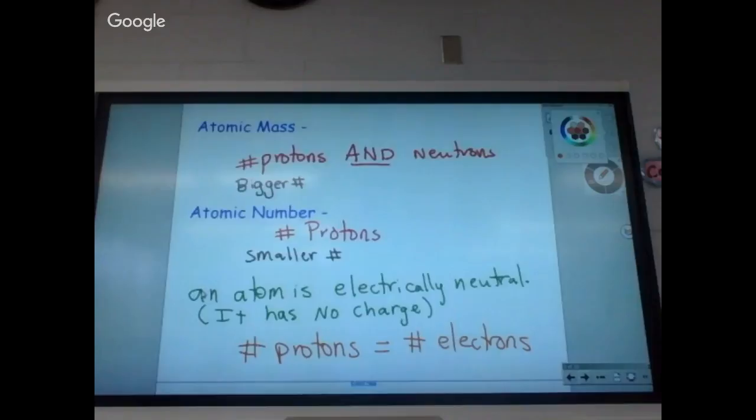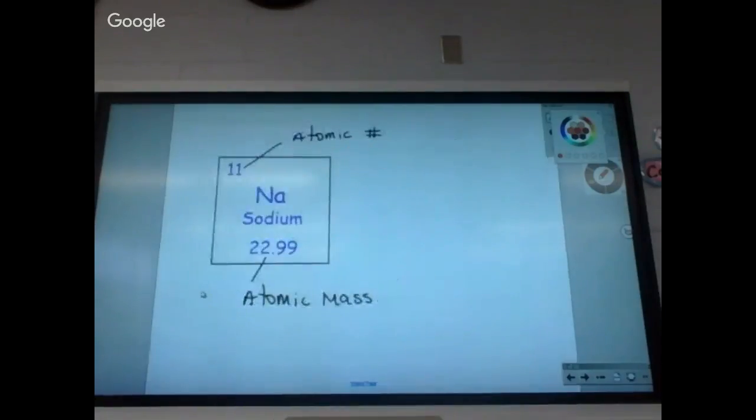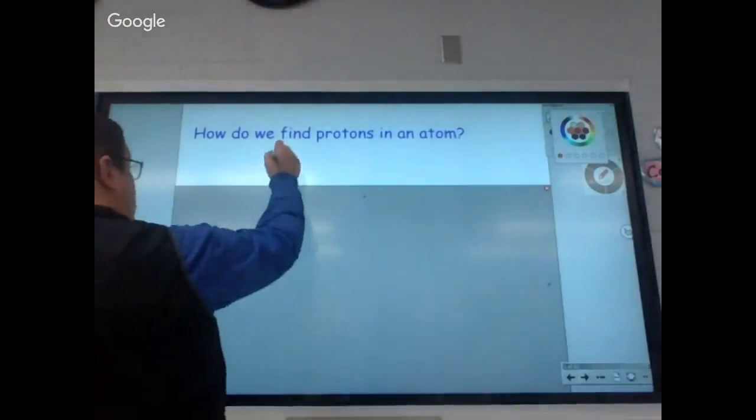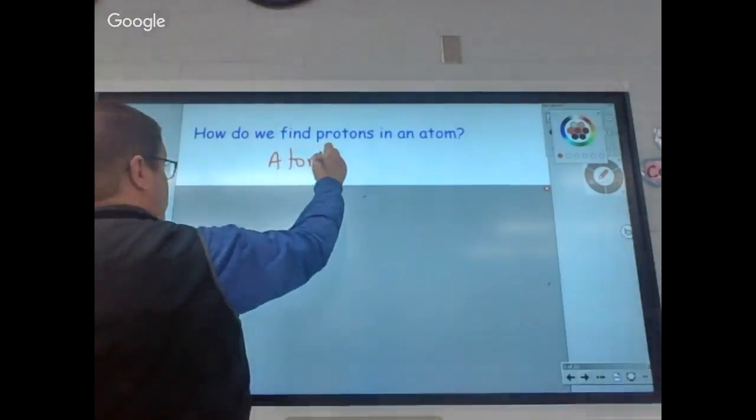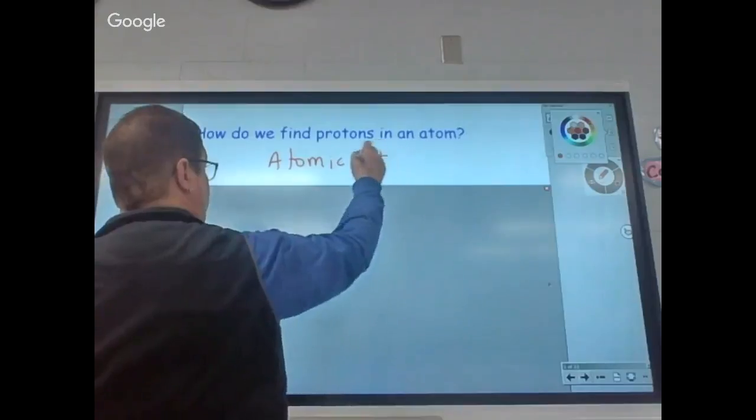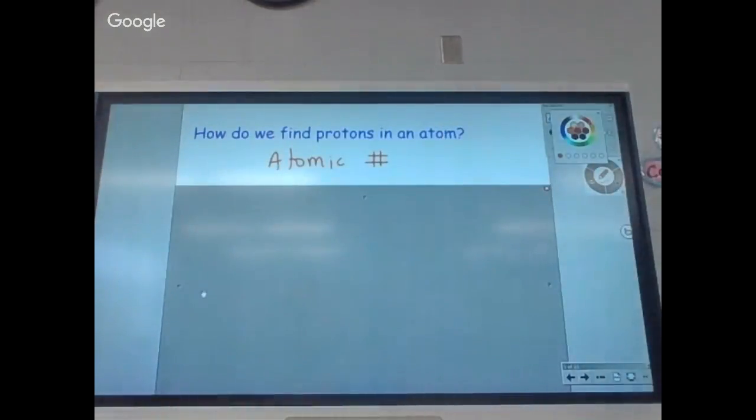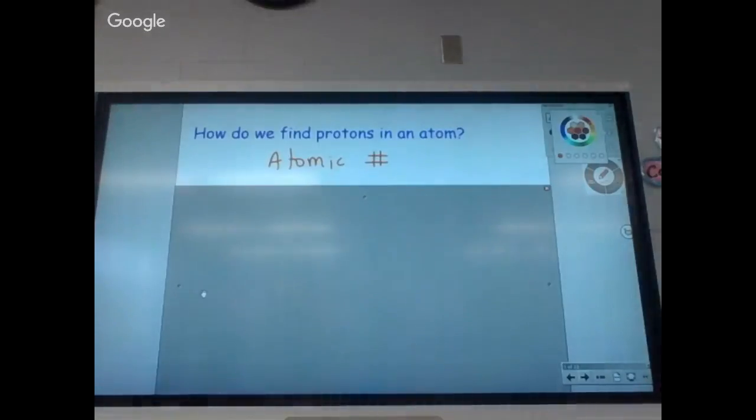How do you find the protons? What on the board up here tells you your protons? That's right. Okay? So, how do we find protons? The atomic number. Your atomic number tells you your number of protons. Now, how did I tell you you could find your atomic number if you didn't know it? It's the little number or the small number. Okay?